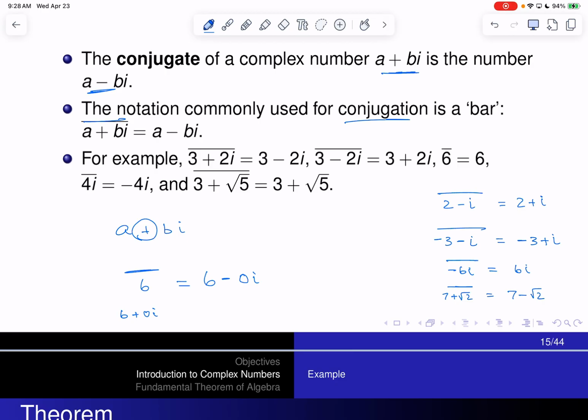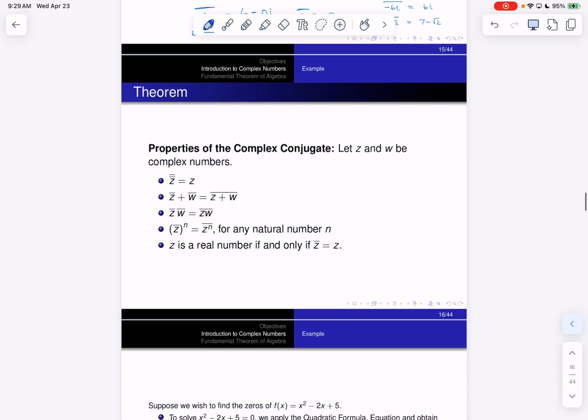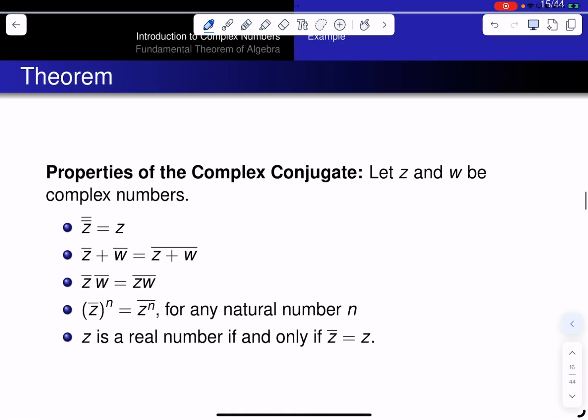So if I just do the conjugate of just a real number, like the conjugate of 7, it's just 7. The conjugate of negative 8 is just negative 8. That's a trick question. Conjugate of a real number is just the real number. You don't change it. You only change the sign in the middle of the complex number. So you only change the plus bi. Okay? So that leads to properties of complex conjugates.